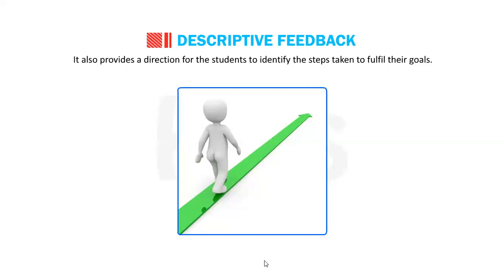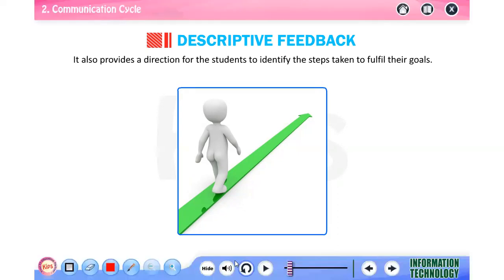The goal is nothing but to score high marks in the exam. So this is what descriptive feedback is: it is a written feedback, and it also comes in verbal communication. Descriptive means to give the feedback in a descriptive manner. So now we'll talk about some benefits of feedback.